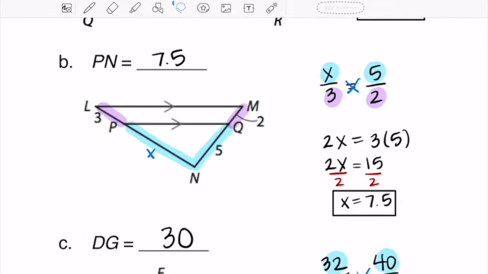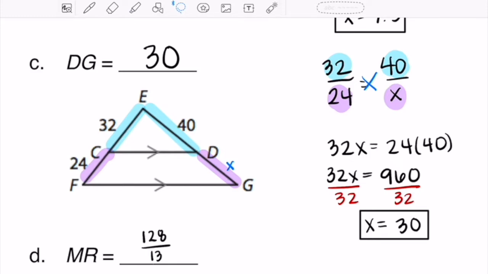On this next one, I'm being asked to find the length of segment PN, so I've labeled that x on the picture. That wasn't missing. You need to know to put x there. And so same thing for this one, blue over purple equals blue over purple. You can do that because you know the two line segments are parallel to one another. You multiply the cross product, so 2 times x gives me 2x, 3 times 5 gives me 15, and then divide. So for this one, I would get that the length of segment PN is equal to 7.5.